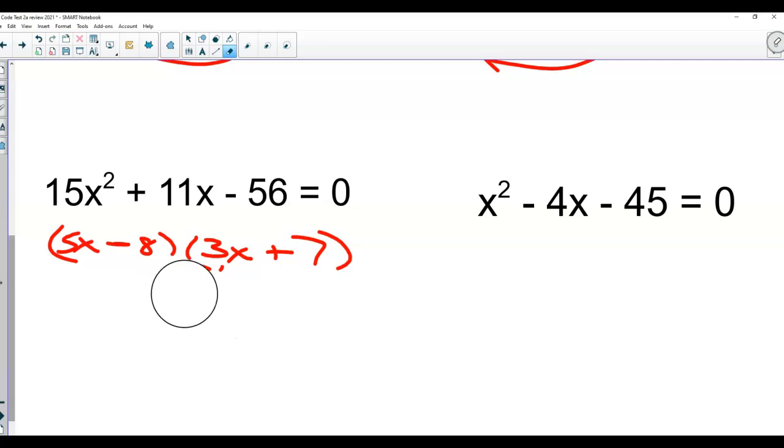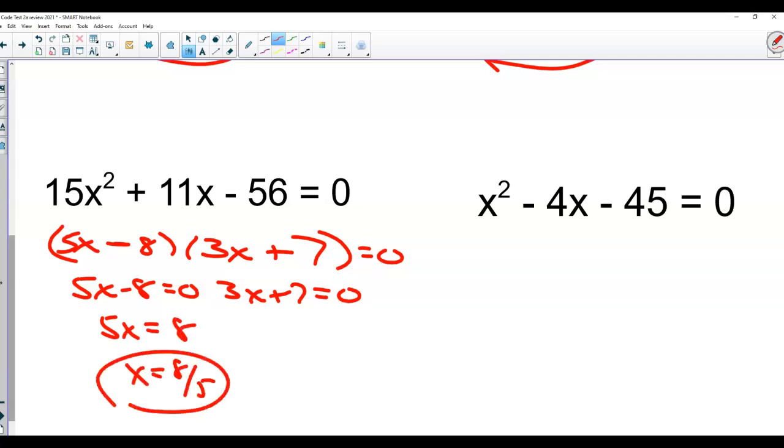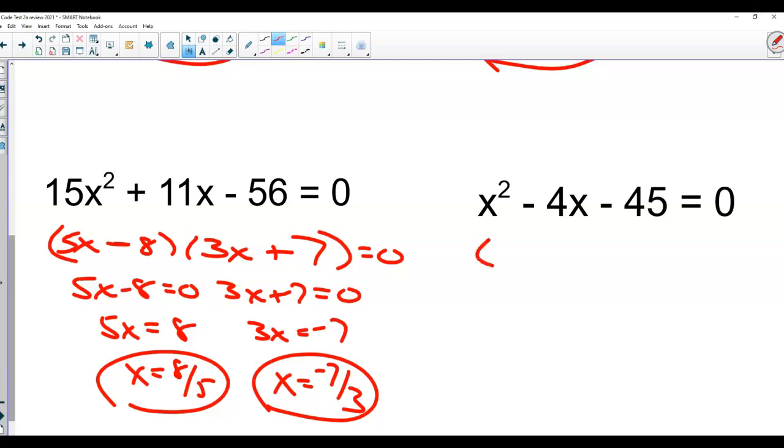You are guessing and checking. There's nothing else to it. And then once you have it, you're setting them both equal to 0. X equals 8/5. And x equals a negative 7/3. The second one is much easier just because there's no GCF, and x squared has to be x and x. You have no options. The previous one, you had options for the 15 and 56.